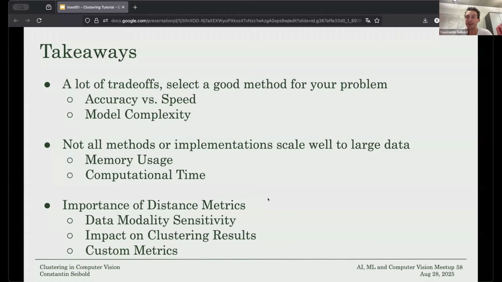So the entire clustering field for me feels a bit of playing around and finding out what works for you. But yeah, sorry on that point.